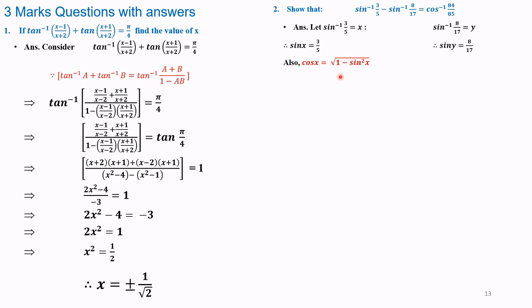Therefore, we also know cos x is equal to square root of 1 minus sin squared x. That is, the original formula is sin squared x plus cos squared x is equal to 1. In that formula, we are writing again: this becomes square root of 1 minus (3 by 5) whole squared. That 3 squared is 9, divided by 5 squared, which is 25. This becomes 4 by 5. Therefore, cos x will be equal to 4 by 5.